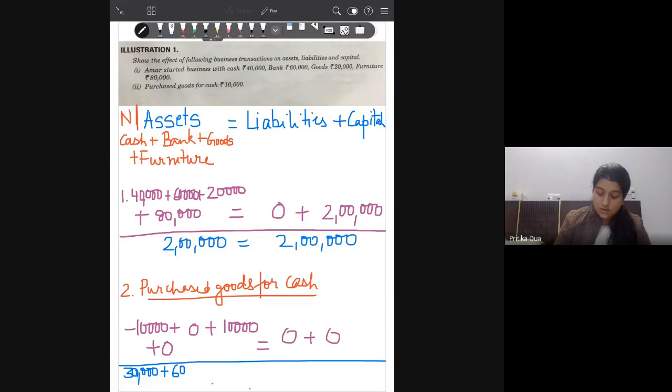Bank balance 60,000. Goods will be 30,000. And furniture will remain the same at 80,000. Liabilities are 0 and capital is still at 2 lakh. So very clearly, can you see that the left hand side total is still equal to the right hand side total. So this is the dual effect of transaction number 2.